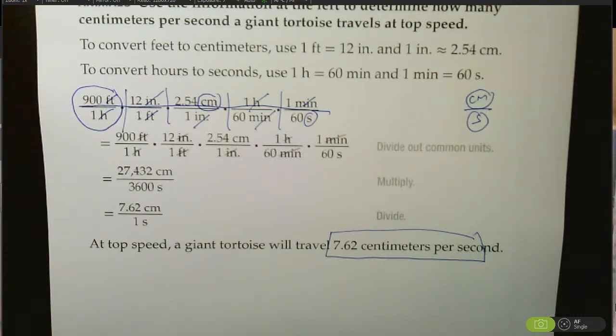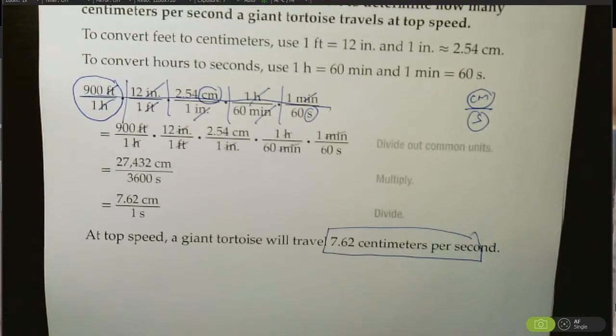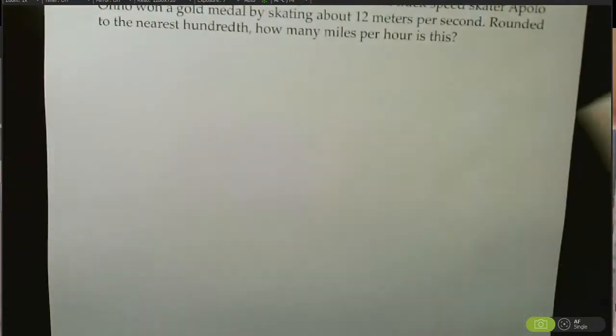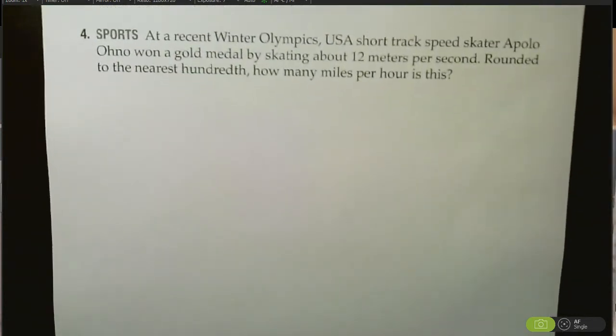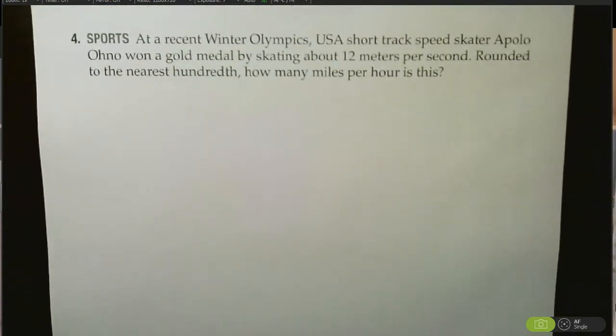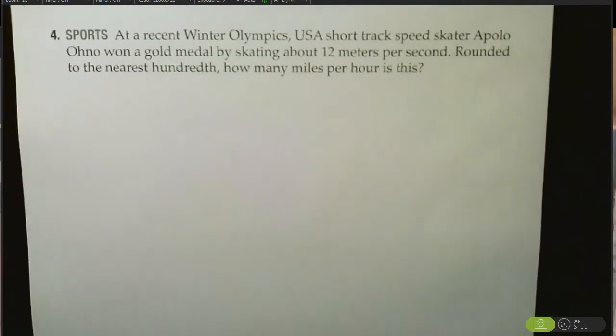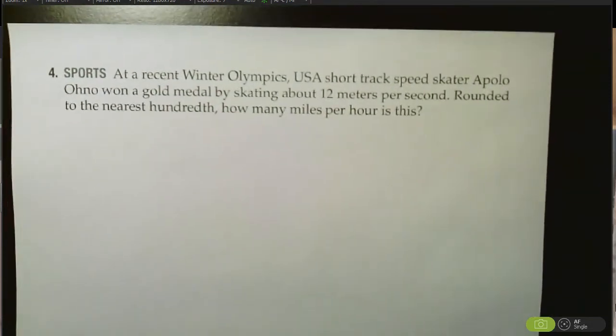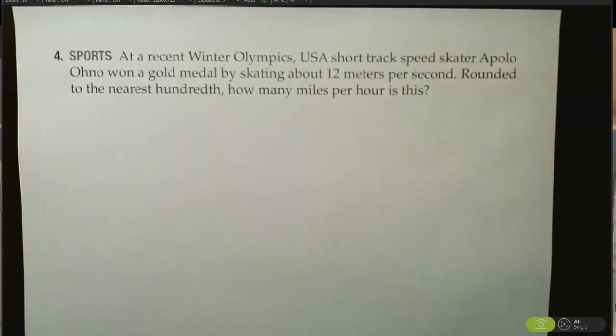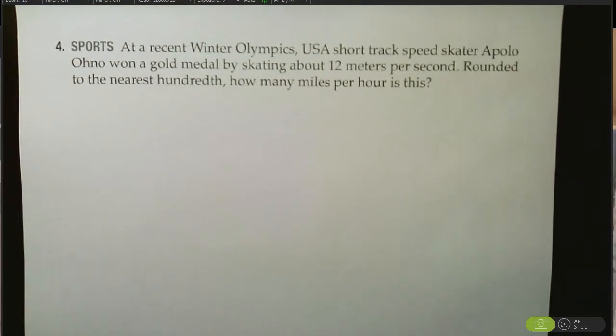Okay. So here is my example that I'm going to work through for this complex rate problem. At a recent Winter Olympics, USA short track speed skater Apollo Ono won a gold medal by skating about 12 meters per second. Rounded to the nearest hundredth, how many miles per hour is this?